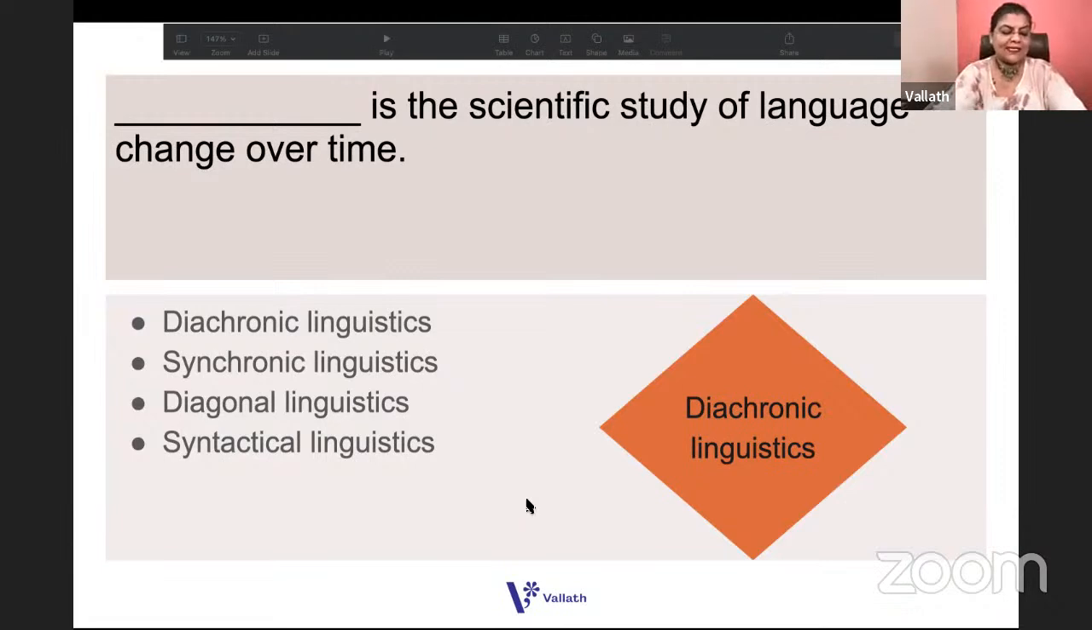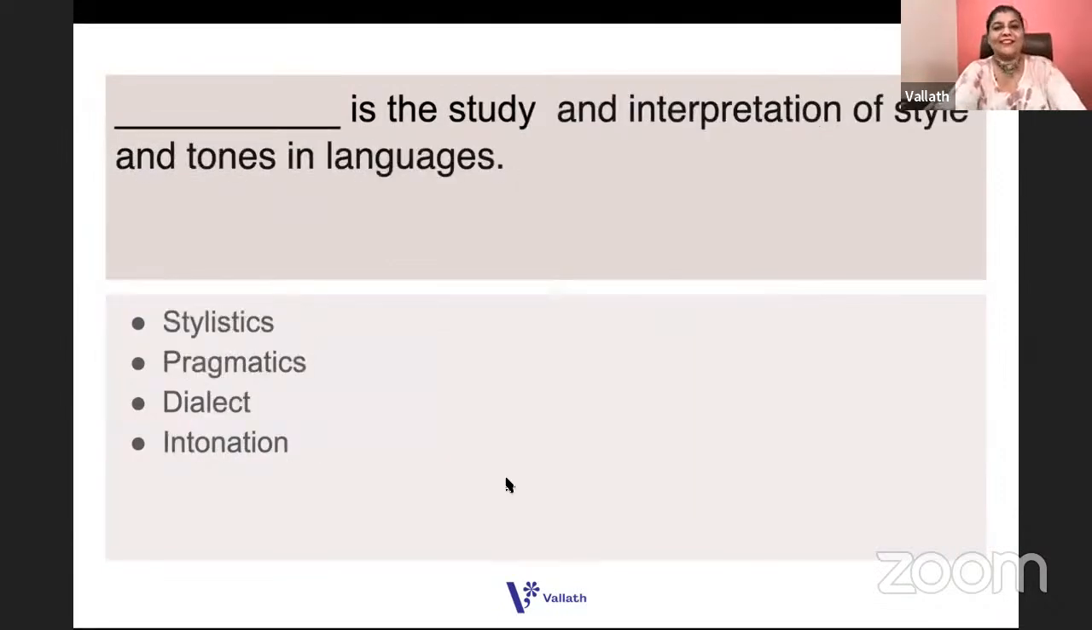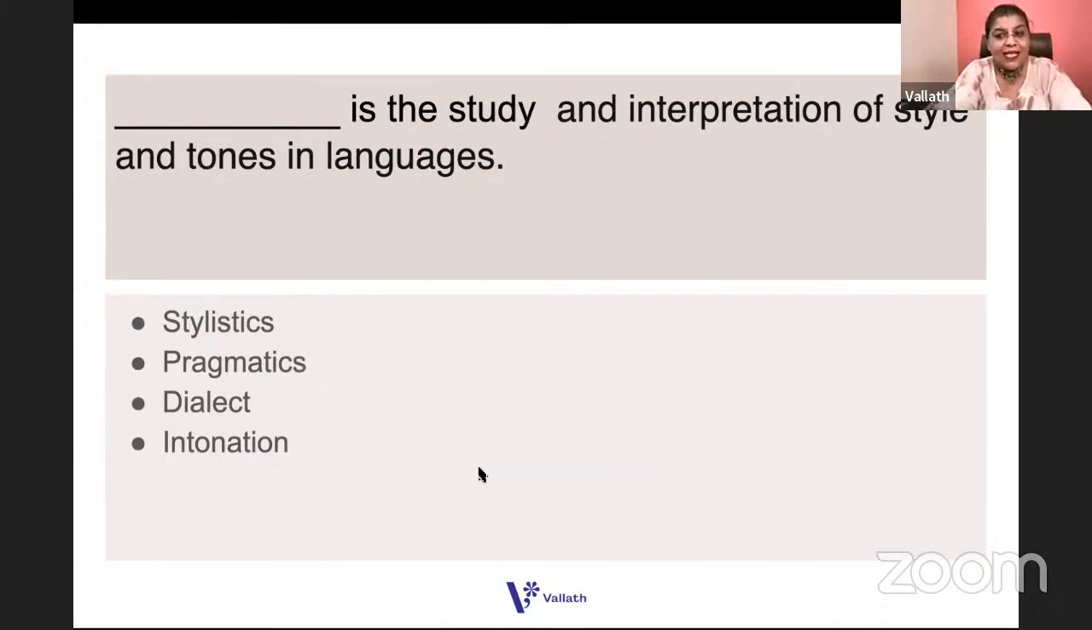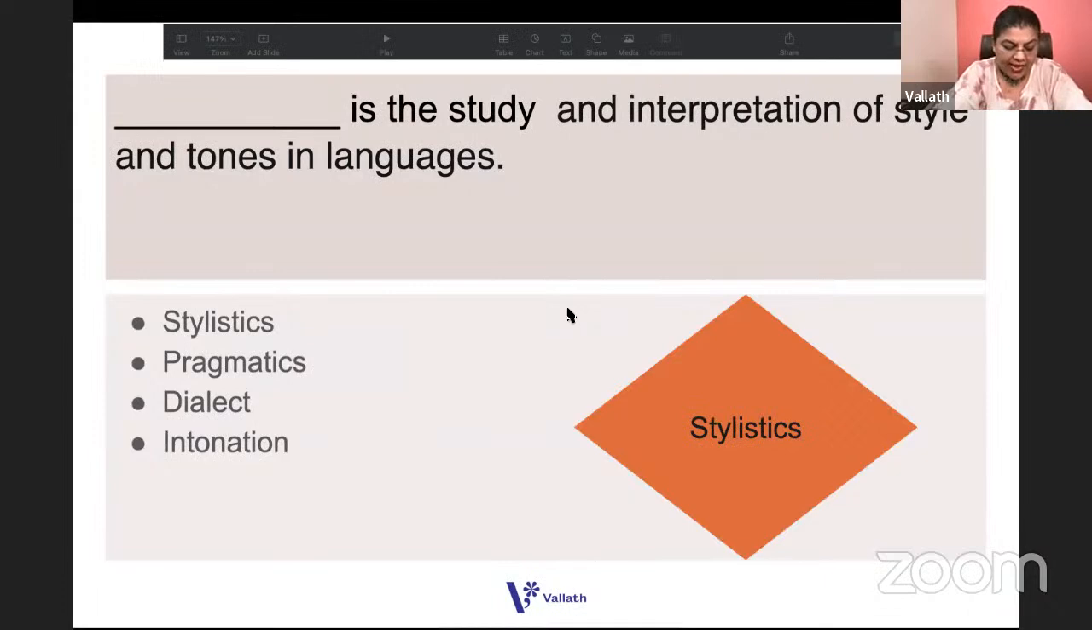Many of you have said the correct answer. Very good. Dash is the study and interpretation of style and tones in languages. You study the style of languages. You study the tone of languages. What is it called? I will tell you one thing, style. That is the clue. It is stylistics. H.W. Widdowson was an important figure in stylistics. Will you remember?